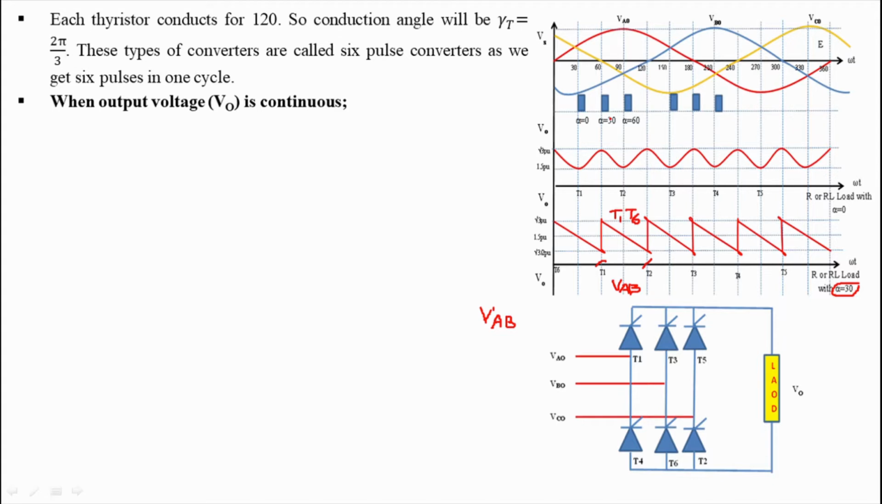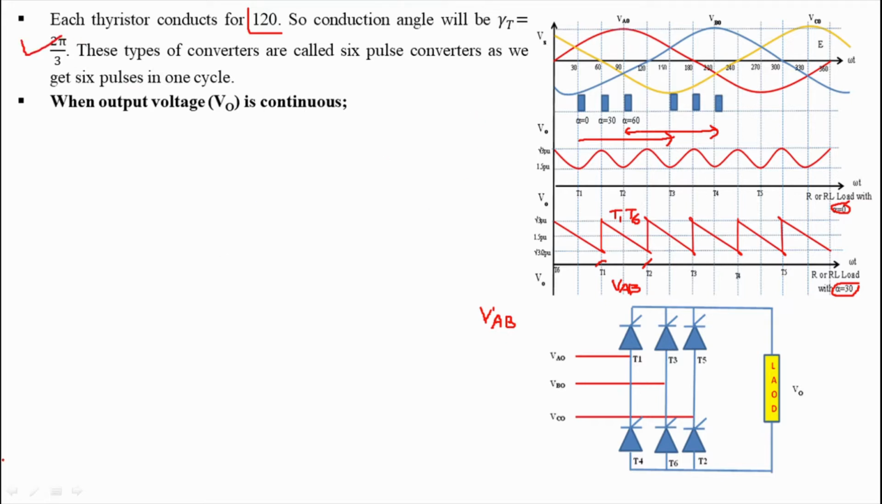This has already been told to you in my previous video where I explained the operation of three phase full wave control bridge rectifier. There we see that this thyristor T1, suppose this is for alpha is equals to 0, conducts from 30 degree to 150 degree. Similarly, this thyristor T2 conducts from 90 degree to 210 degree. So in this way each thyristor conducts for 120 degree. So we can say that conduction angle of each thyristor is 2 pi by 3, that is equals to 120 degree.